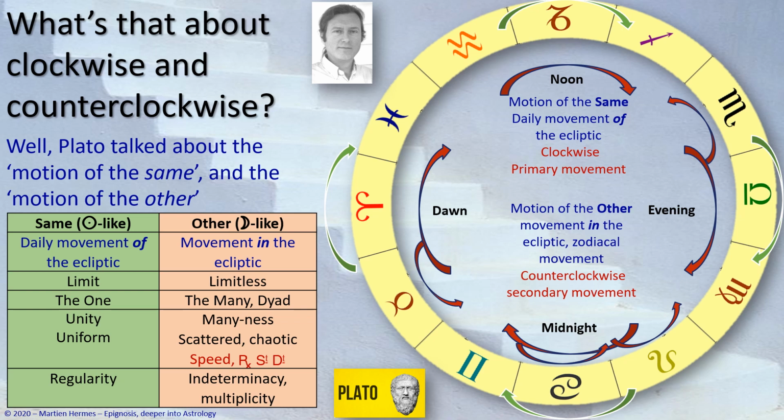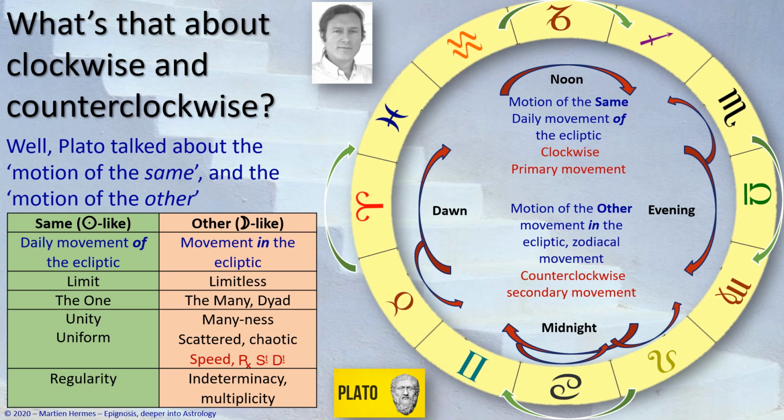And the principle of the same is associated also with the one, which is a very loaded philosophical term, of course, which has to do with unity and uniformness and regularity, because the regularity of this motion is really very stable by day: dawn, noon, evening, midnight. And although the length of each crucial period can differ, because in the winter, of course, the daytime is much shorter than in the summer, nonetheless it's a very regular movement, as opposed to the motion of the other, which is quite irregular. And it's called the limitless, or the many, the dyad, which is also a pretty loaded term in Platonic philosophy. The manyness, scattered, chaotic.